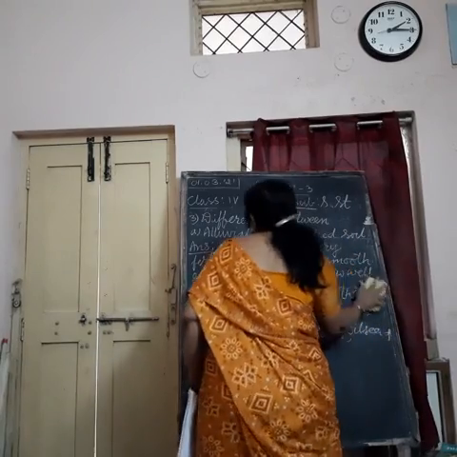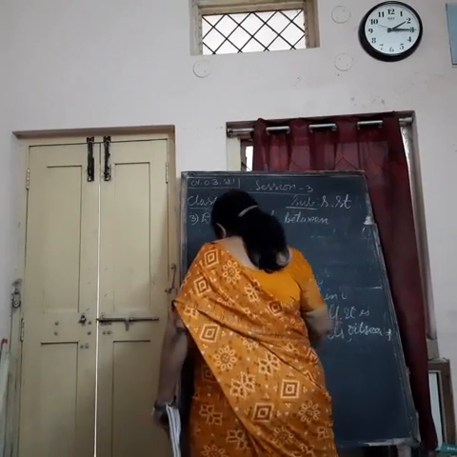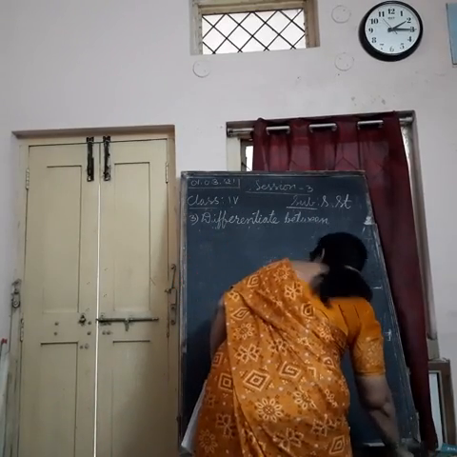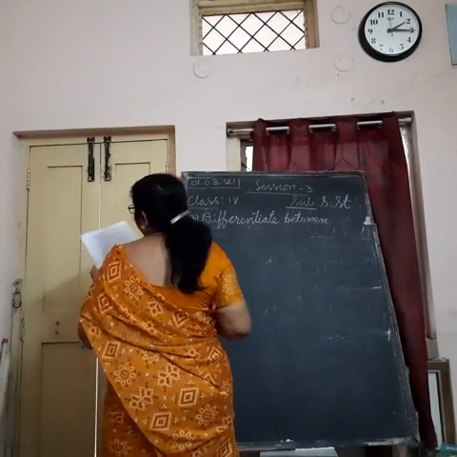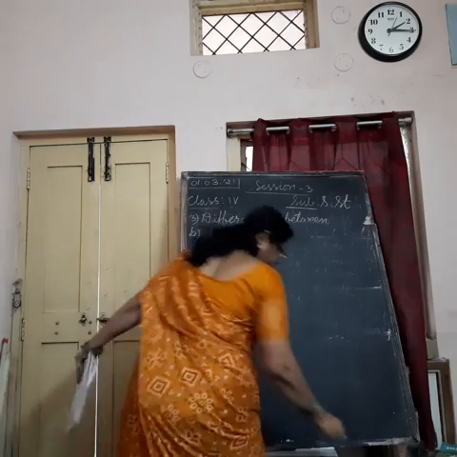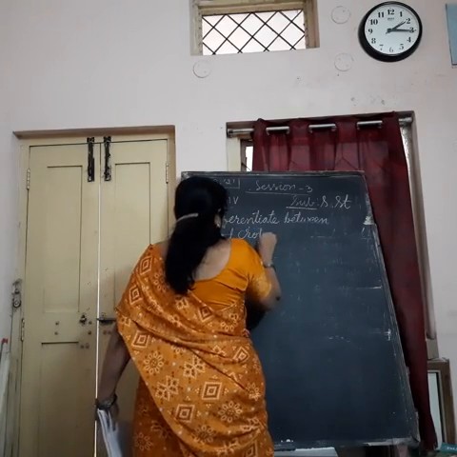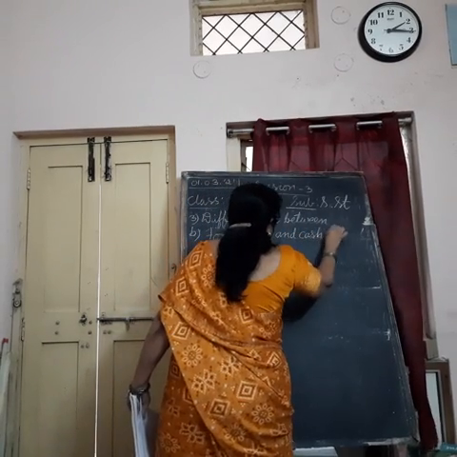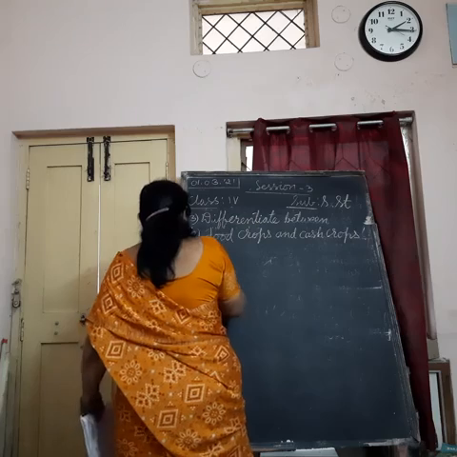Second, B. A is over. B is food crops and cash crops. Differentiate between food crops and cash crops. Answer.